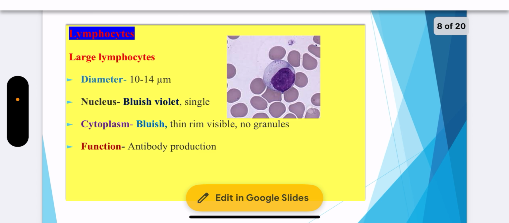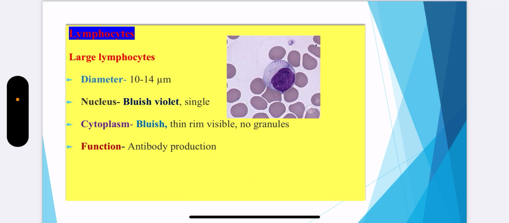About lymphocytes, they can be large lymphocytes. The diameter is 10 to 14 microns. The nucleus is bluish violet. It is single, and can be central or eccentrically placed. The cytoplasm is bluish. A thin rim of clear cytoplasm is there, and no visible granules are there. Mainly they are involved in the production of antibodies and immune response.